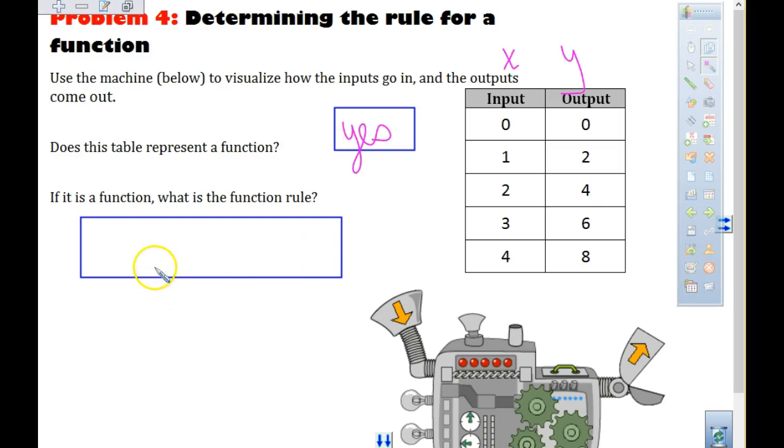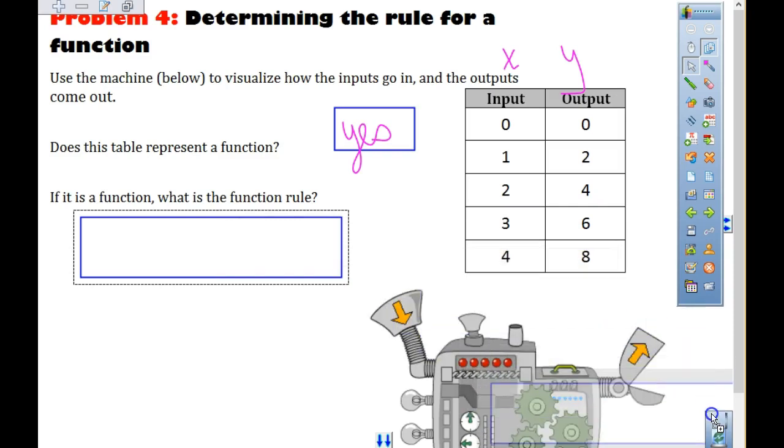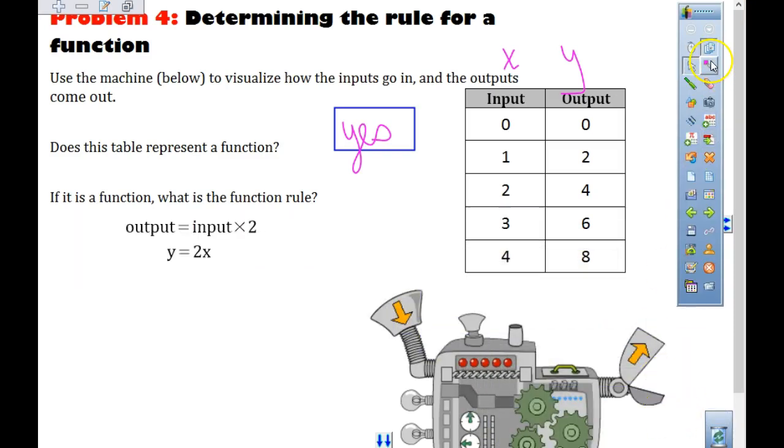And it says, well, what's the rule? So what I want you to think about for the rule, what happens for each input? When I put in 1, when I put in 2, 3, 4, what happens? It does go up by 2, but we are also taking the number and we're multiplying it by 2. So I want you to put down these 2 things. Output equals our input times 2. So Y equals 2X.